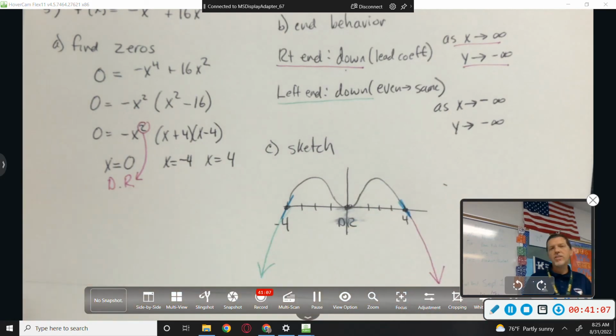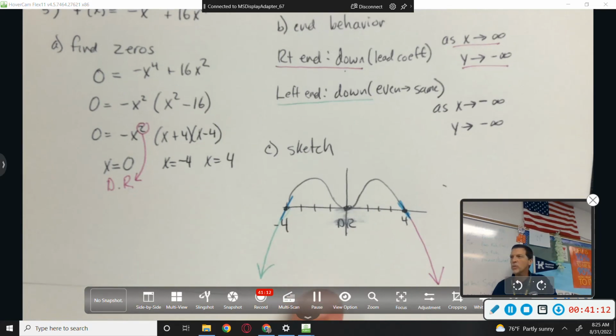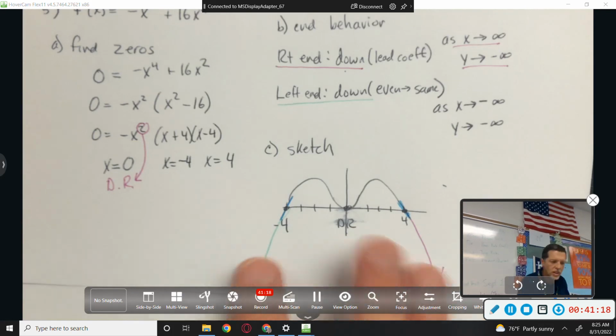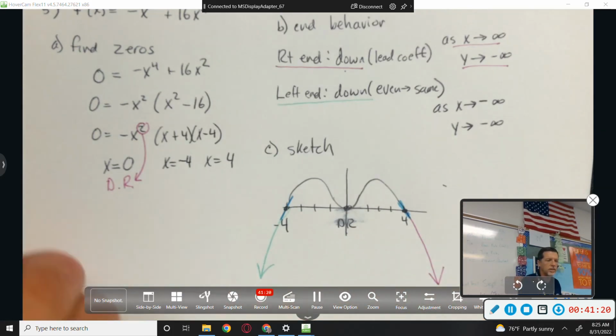And again, that's just a rough sketch because who knows exactly how high it goes or how sharp the turns are. Like, we don't need to know that. But we do have a pretty rough picture of what that graph looks like.